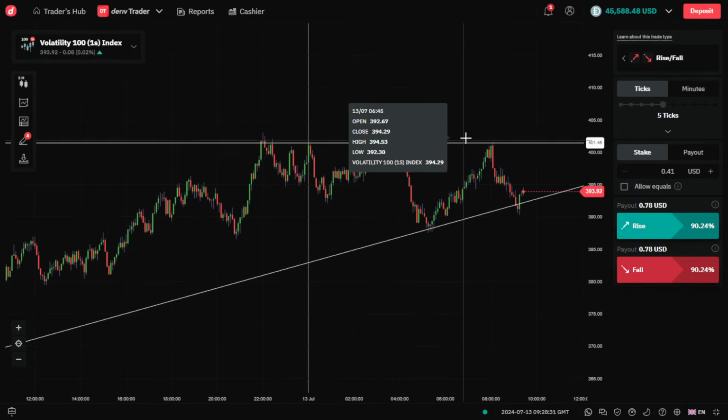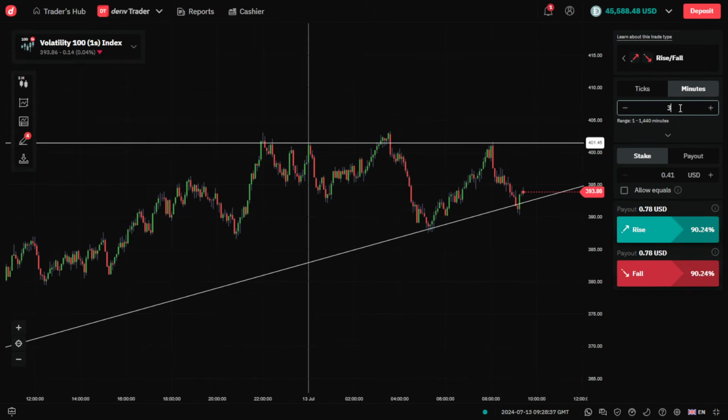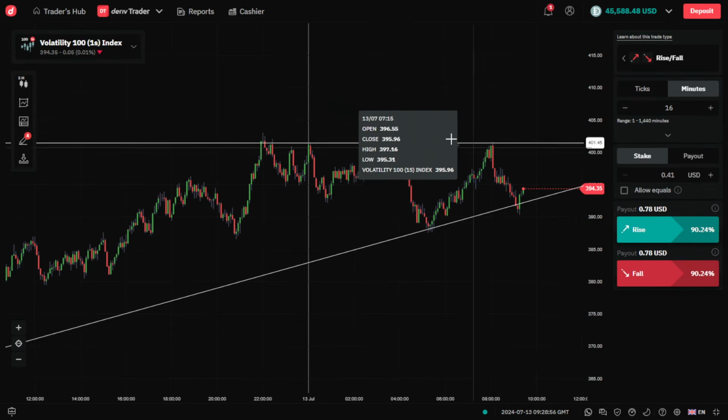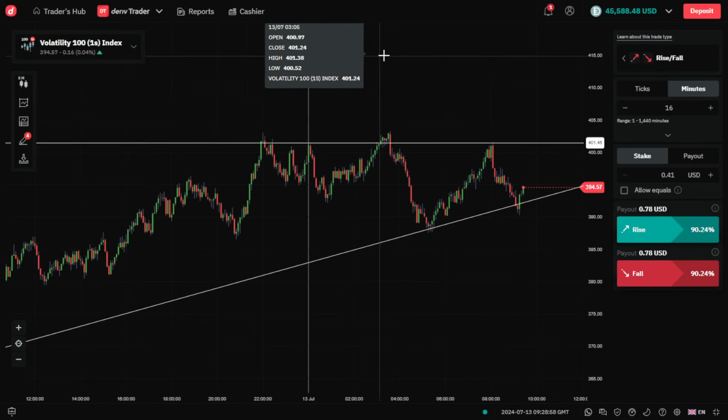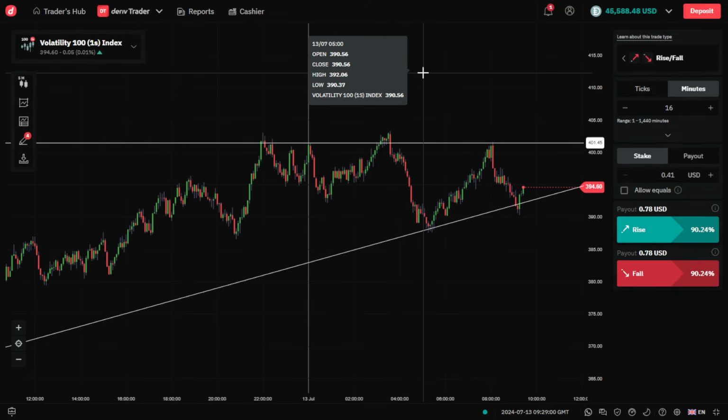So anytime it touches the white line, come here, come to minutes and then you place 15 minutes. I repeat, 15 minutes, okay? Anytime it touches the white line, you place fall and then you place it on a 15-minute time frame, so that in case it even goes above that white line, you will not make a loss. I hope you've understood that point clearly.